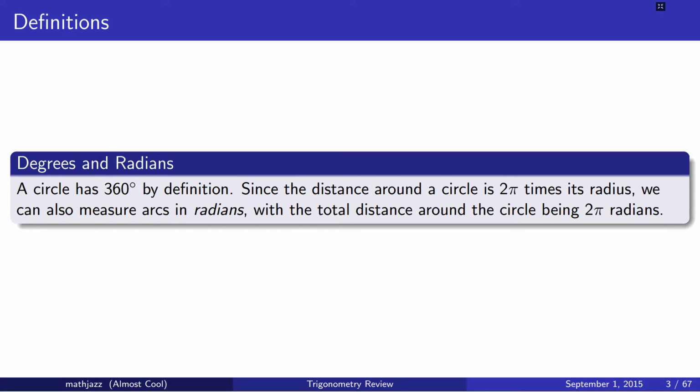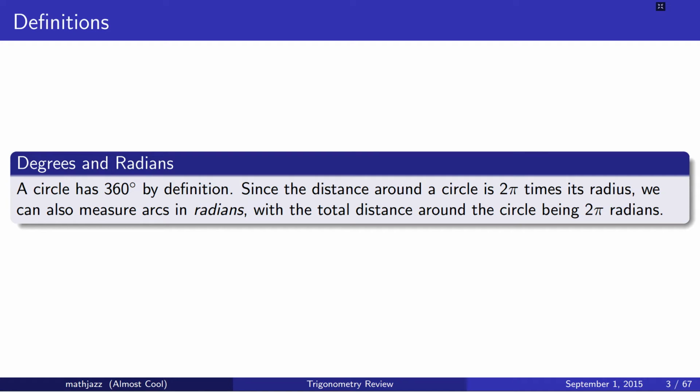Now, another way of measuring angles is with radians. If we look at an arc, we can talk about an angle as being what percentage of a circle contains that arc. And since the ratio between the distance around a circle and the radius of that circle is constant, the ratio being 2 pi, we can talk about how far around a circle we're going by talking about how much of the radius of the circle we're going around.